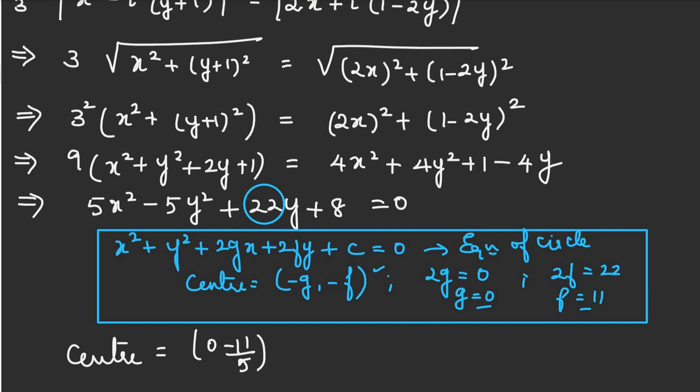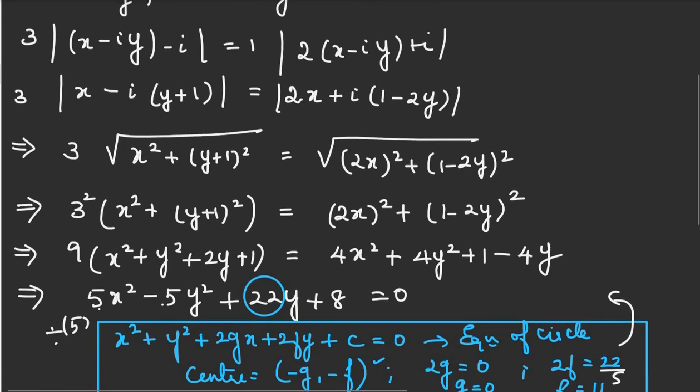Since the equation has the coefficient of x squared and y squared as 5, we divide the equation throughout by 5, and therefore according to this equation f becomes 11 by 5. So the center is equal to 0 comma minus 11 by 5.